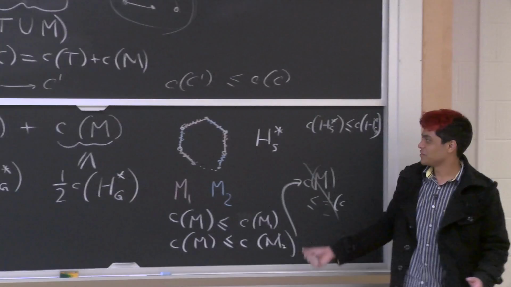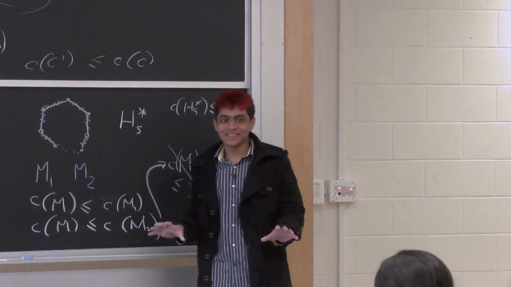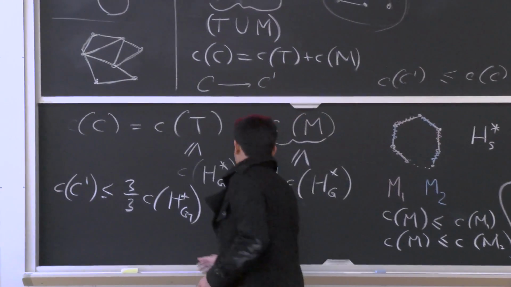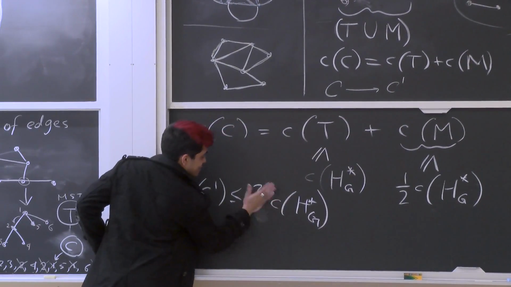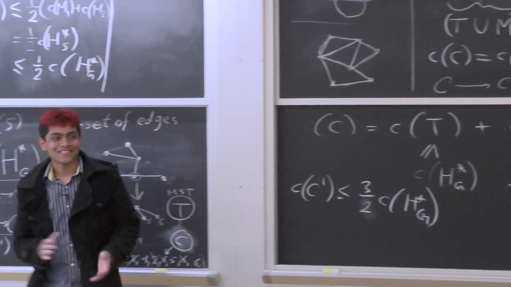So, questions on any of the steps? There's a lot of branching off and then coming back together. Also it's 3/2, right? Yes, that is not 3 by 3. That would be P equals NP. Anything else?